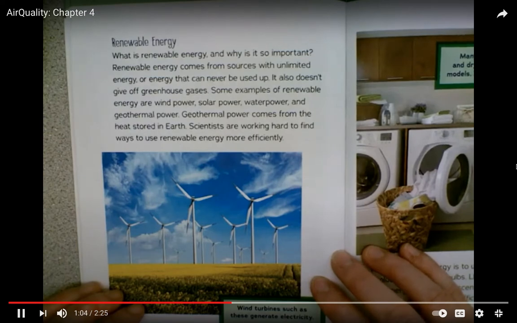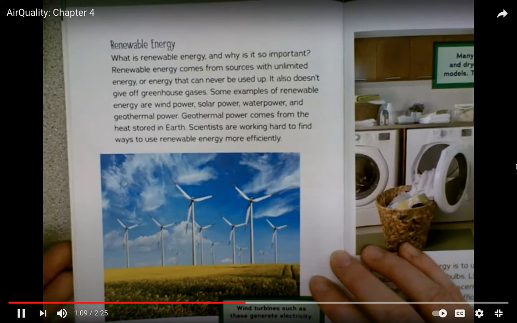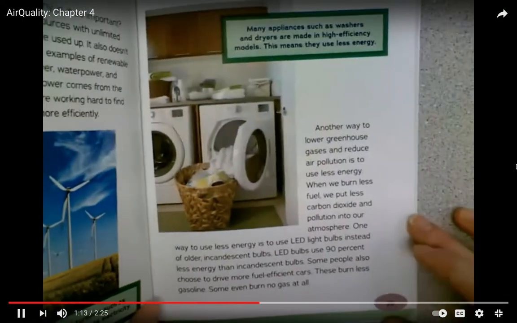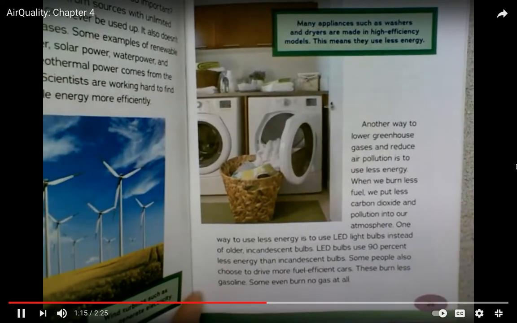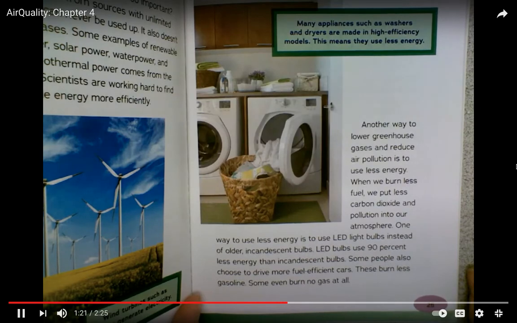Geothermal power comes from the heat stored in Earth. Scientists are working hard to find ways to use renewable energy more efficiently. Another way to lower greenhouse gases and reduce air pollution is to use less energy. When we burn less fuel, we put less carbon dioxide and pollution into the atmosphere.